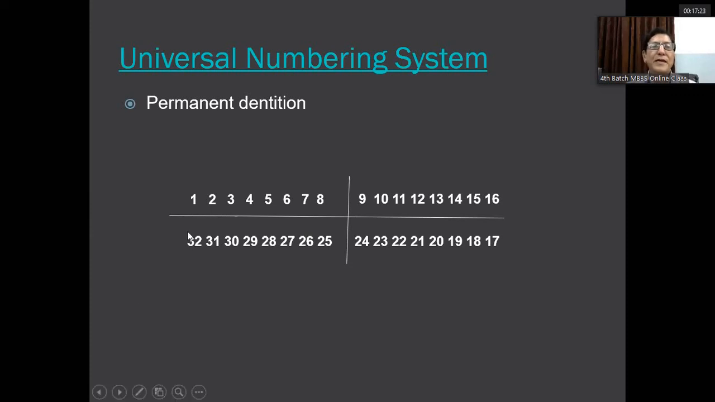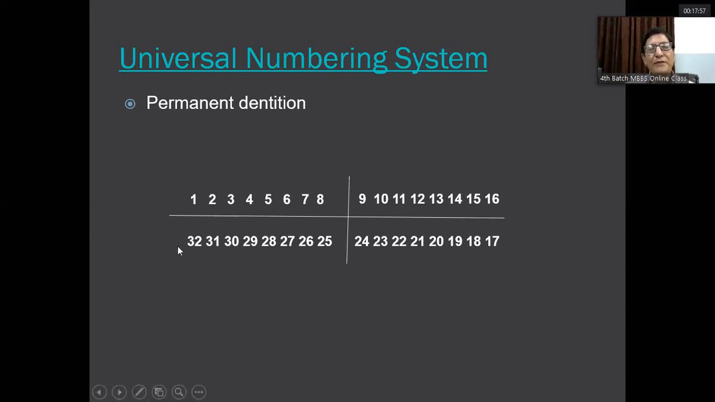So when you say 9, that means left upper permanent central incisor. When you say 16, that means left upper permanent third molar. And when you say 20 here, left lower second permanent premolar, second premolar, because there are only permanent premolars. You don't have to say permanent for premolars. Okay, so this is how you do it.